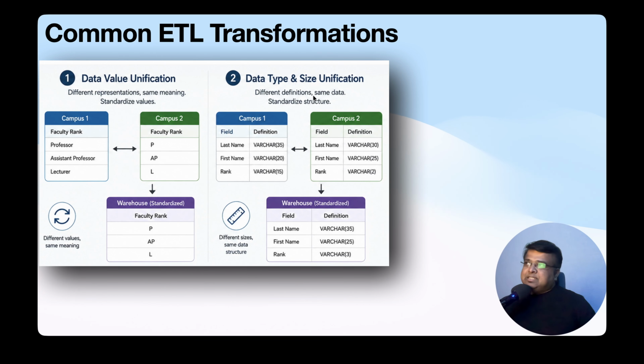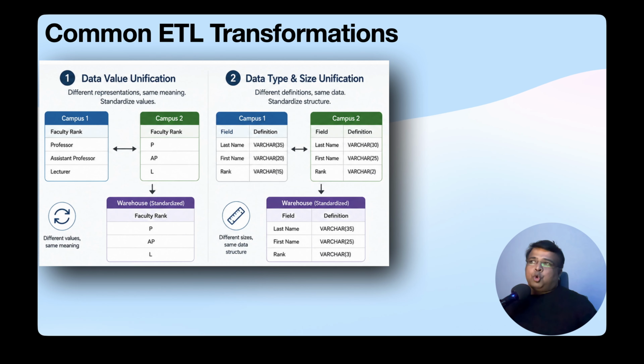Now, something very similar but slightly different is called data type and size unification. Here, the issue is not the actual value. The issue is how the data fields themselves are defined. For example, Campus 1 may define last name as 35 characters, and Campus 2 may define it as 30 characters. Similarly, first name in Campus 1 would be 20 characters, in Campus 2 that would be 25, and maybe rank codes have a similar problem as well.